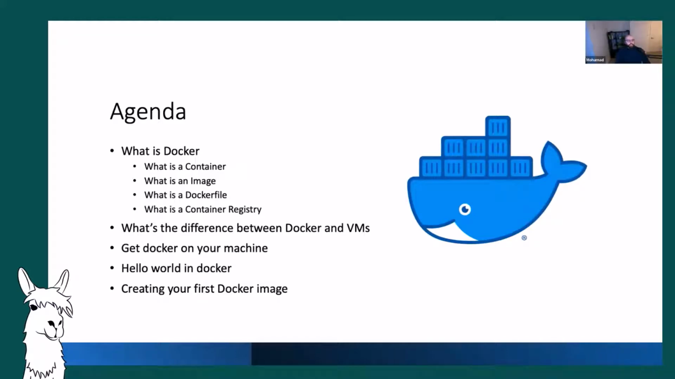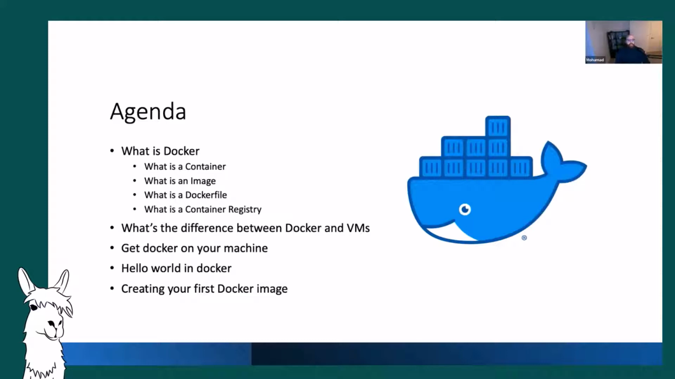So first of all, we're going to discuss what Docker is in general, and then we're going to delve a bit deeper into the Docker components, which are containers, images, the Dockerfile, as well as the container registry and what they are. Then we're going to compare the Docker solution with some older tools that we currently have, like virtual machines. We're going to see the benefit of VMs and the benefit of Docker, and I'm going to draw some conclusions based on that.